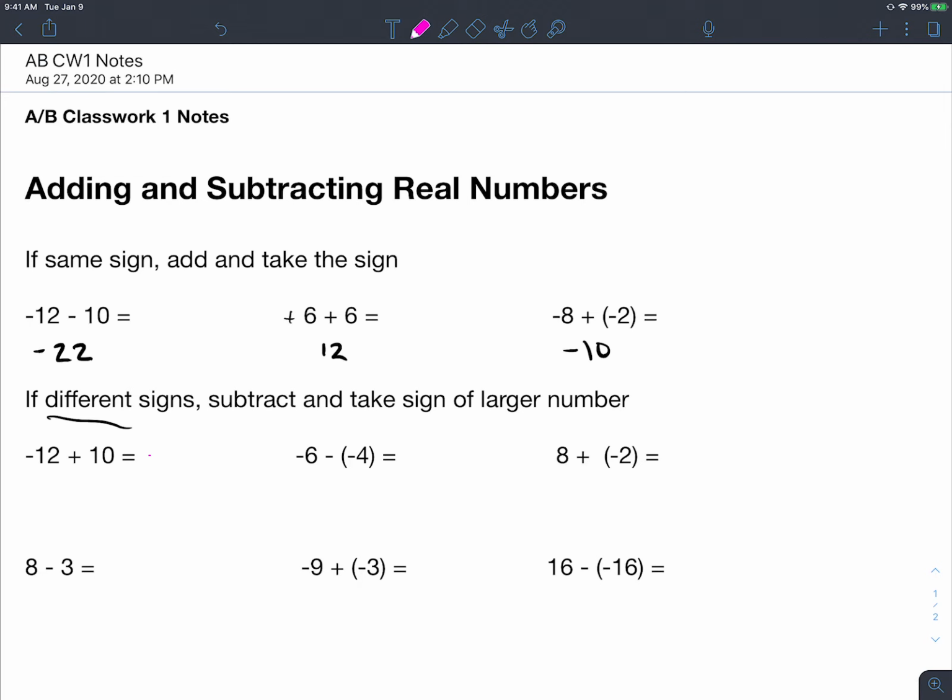So we've got different signs, so we're going to subtract. 12 minus 10 is what? 2. And then you're going to take the sign of the larger number. So the larger number here is 12. So you're going to take the sign negative right there of the larger number. So it's going to be negative 2. Next one, subtract and take the sign of the larger number.